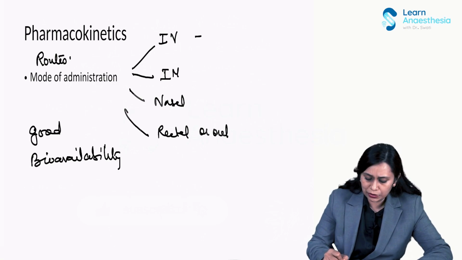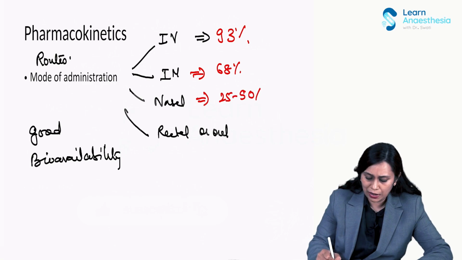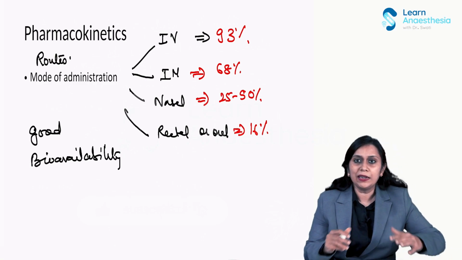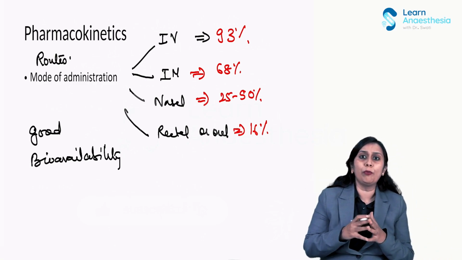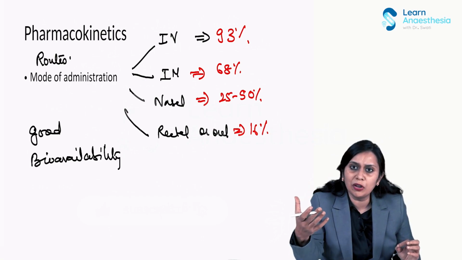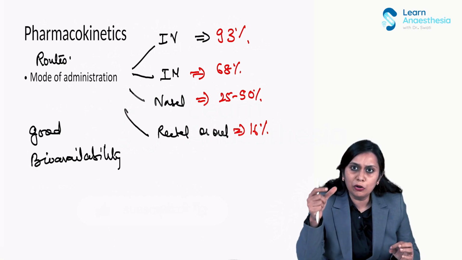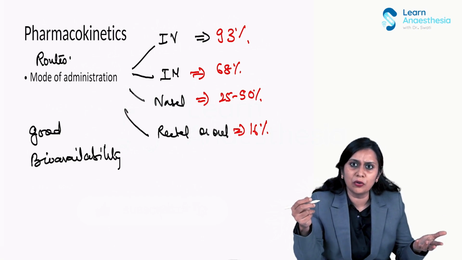By IV route it has, let's say, 93% serum bioavailability, IM route 68%, nasal 25 to 50%, and rectal and oral 16%, right? It is a highly lipid soluble and low protein binding drug. So since it is highly lipid soluble, it has a very fast onset, and with low protein binding, again it will have a faster onset.